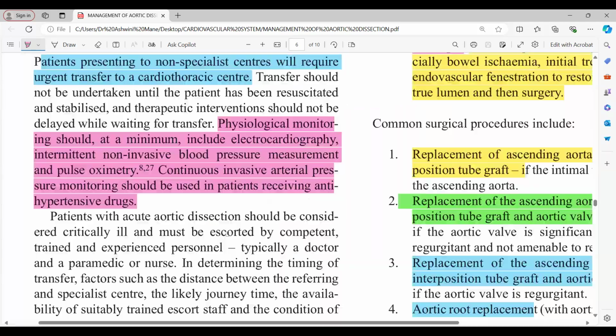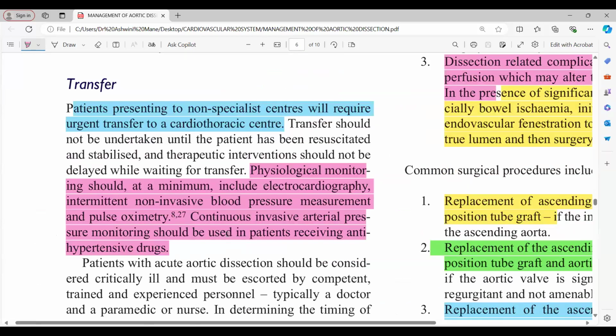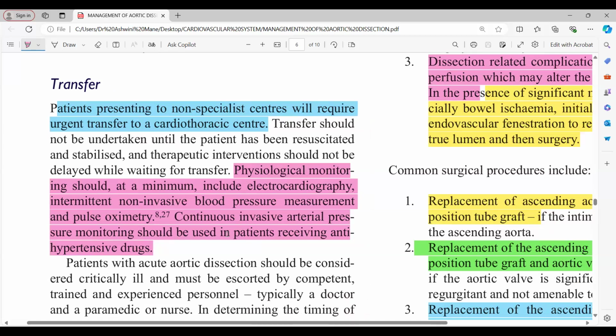So when it comes to transfer, what precautions do we need to take? The patient presenting to a non-specialized center will require urgent transfer to the cardiothoracic center. During transport, physiological monitoring should be done, which includes electrocardiography, intermittent non-invasive blood pressure measurement, and pulse oximetry. Continuous invasive arterial pressure monitoring should be used in patients receiving antihypertensive drugs.